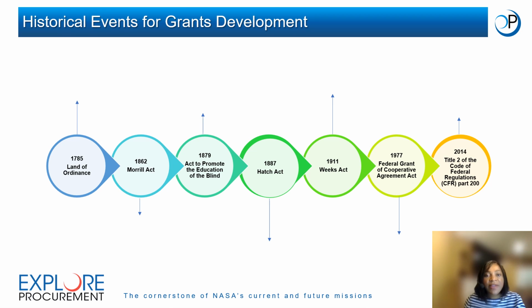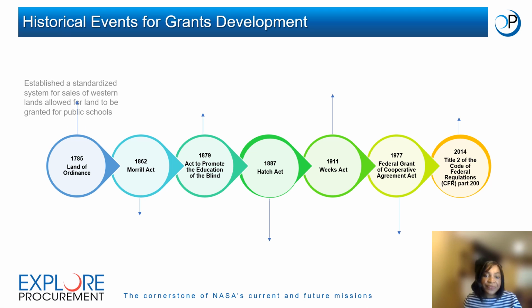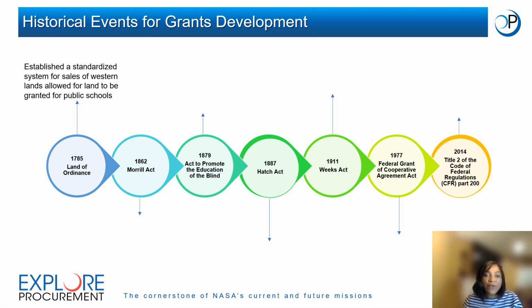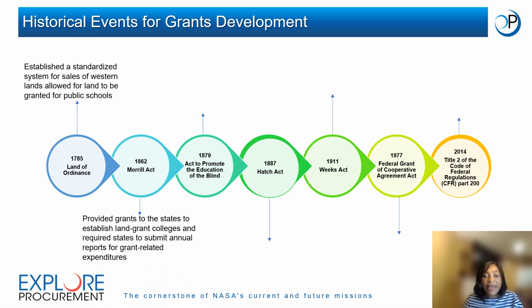This graphic represents historical events that occurred leading to the expansion of federal grants. Now let's take a look at each one of them. The first is the Land Ordinance of 1785. This was established as a standardized system for the sales of lands and also allowed for land to be granted for public schools. Second is the Morrill Act of 1862. This provided grants to the states to establish land grant colleges and required states to submit annual reports for grant-related expenditures.